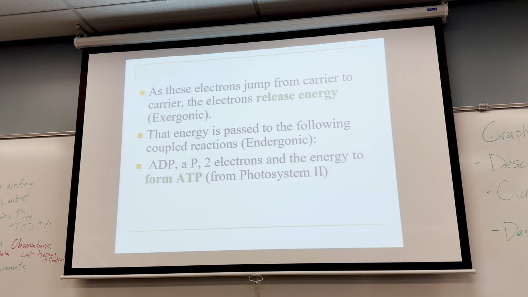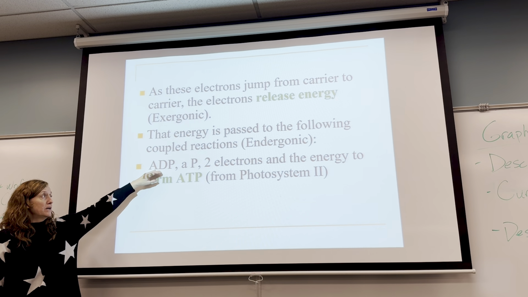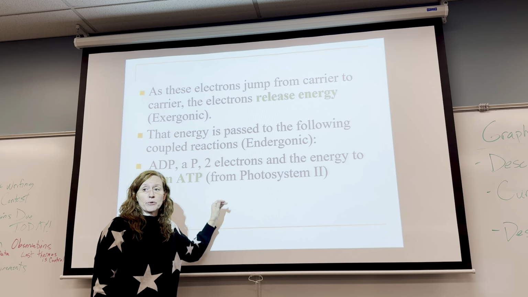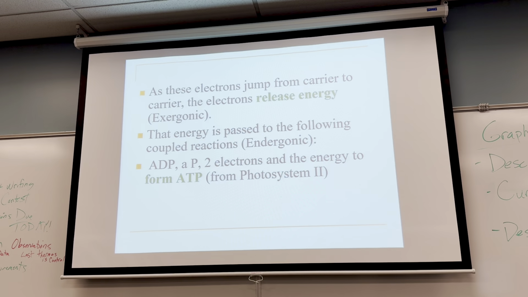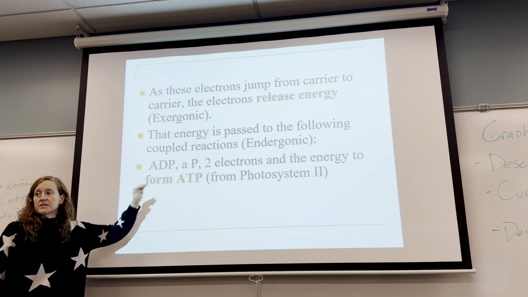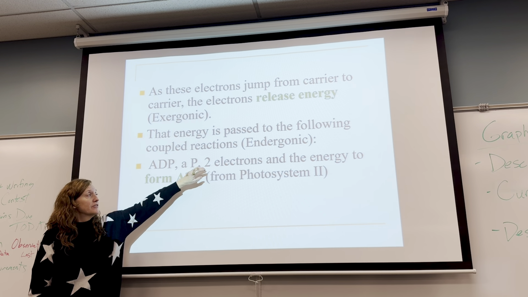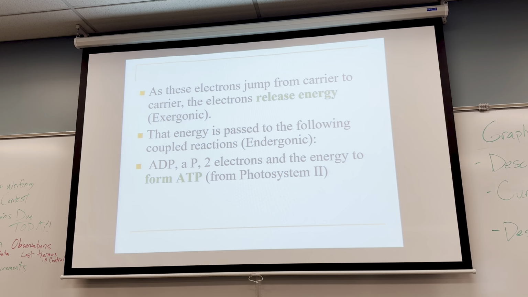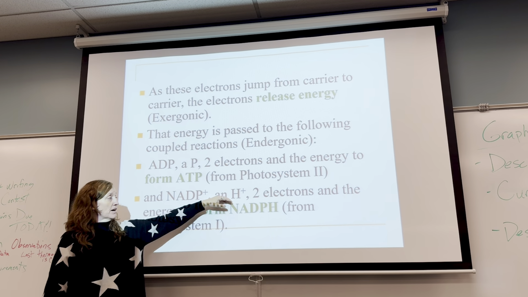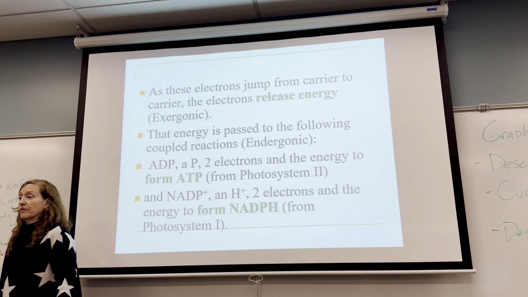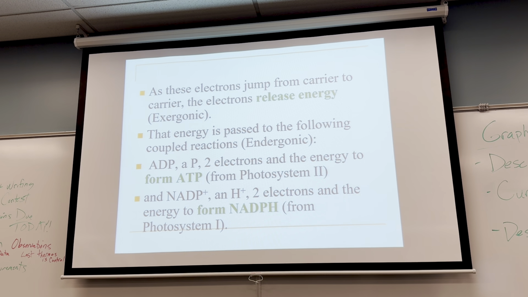So here's our endergonic reactions again. In photosystem 2, ADP, P, 2 electrons, and the energy are going to make ATP. We start with photosystem 2 and then we go down to 1. Photosystem 2 makes ATP from ADP, P, 2 electrons, and that energy. In photosystem 1, NADP, hydrogen, 2 electrons, and the energy, they're going to form NADPH.